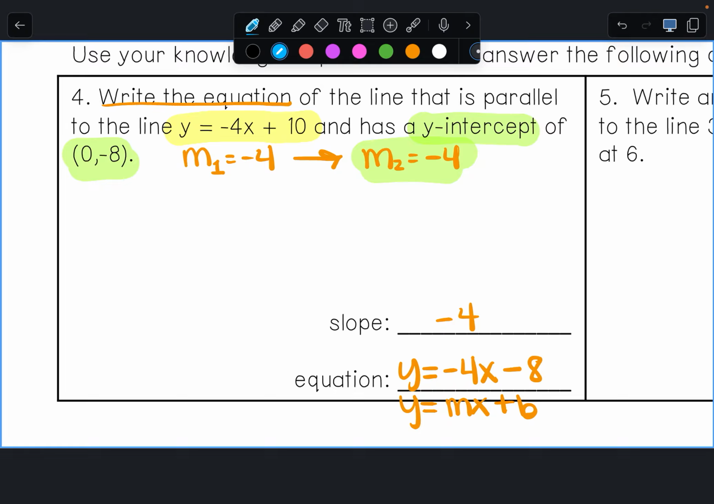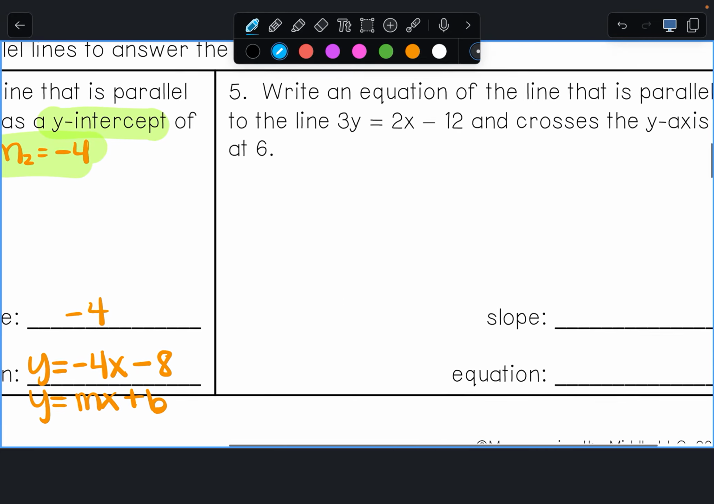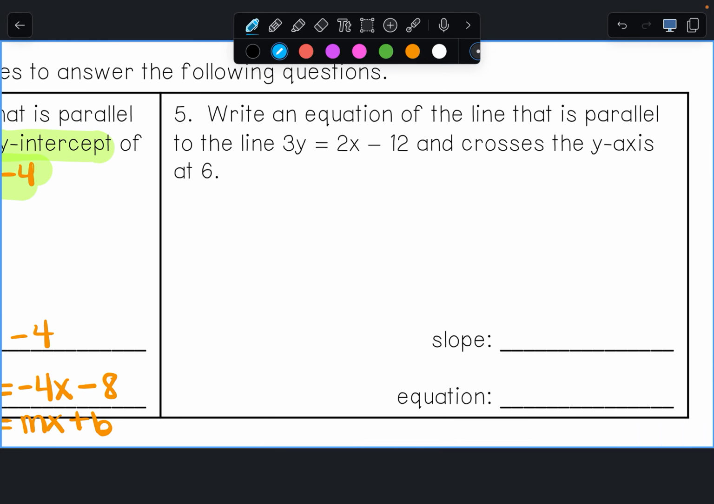Number 5. Why do we have to solve it? Because y is not by itself. And we solve by doing what? Dividing. So let's go ahead and solve it. y is equal to 2 over 3x minus 4. Out of the two numbers in that equation, the only one we need is the slope, which is 2 over 3. Now, a line that's parallel to it will have a slope of 2 over 3 also.